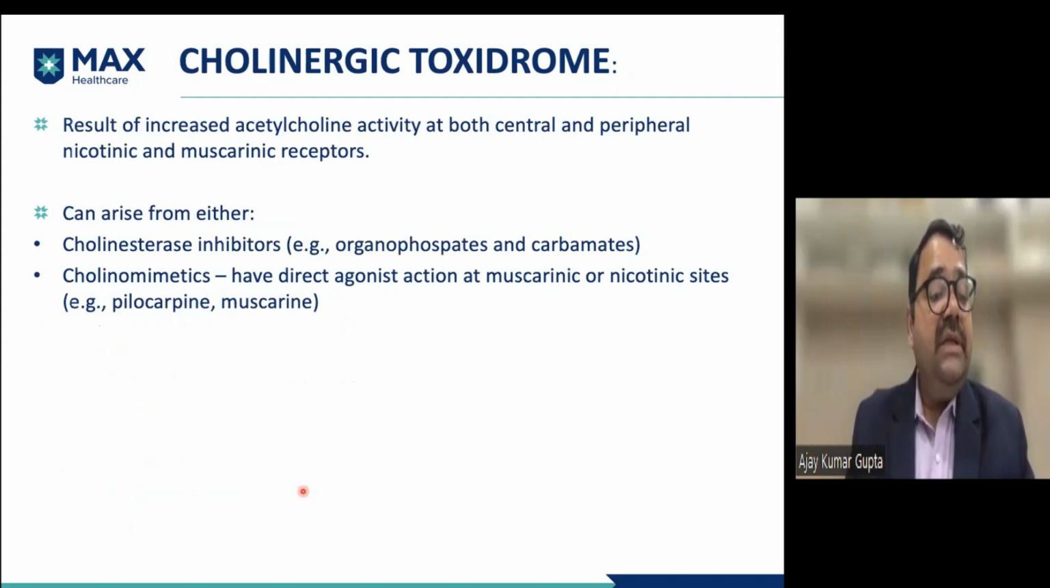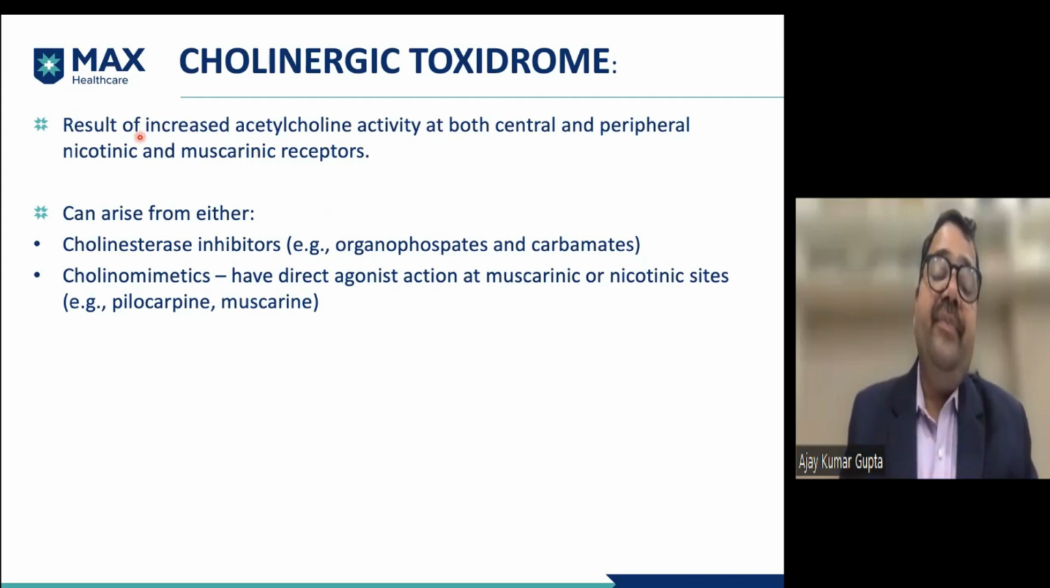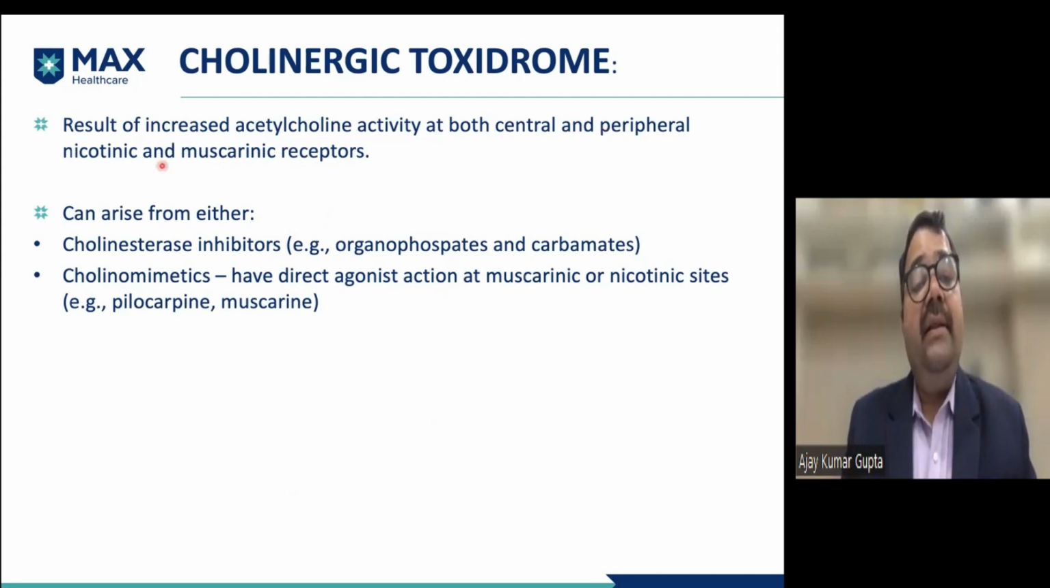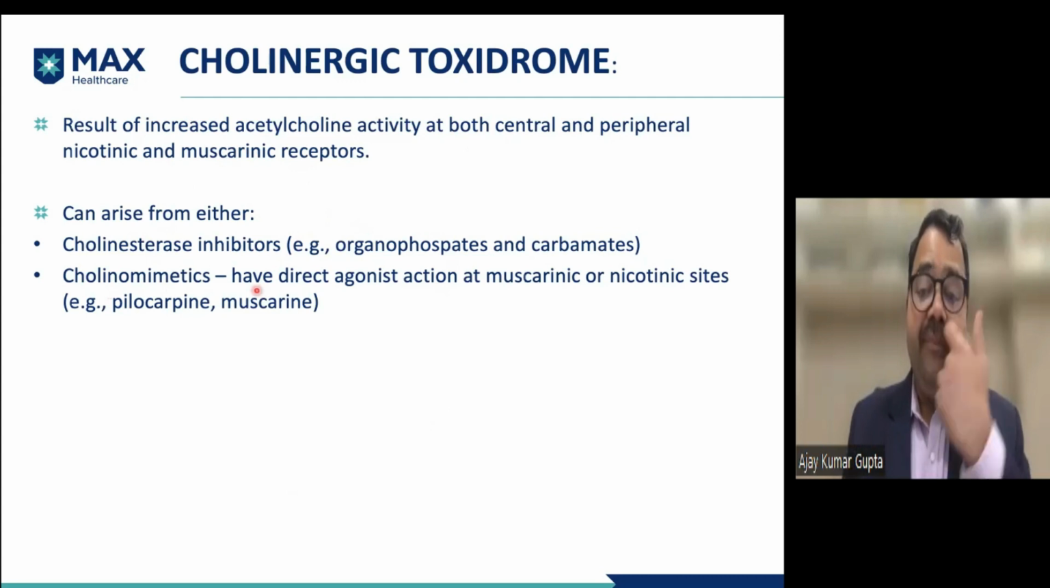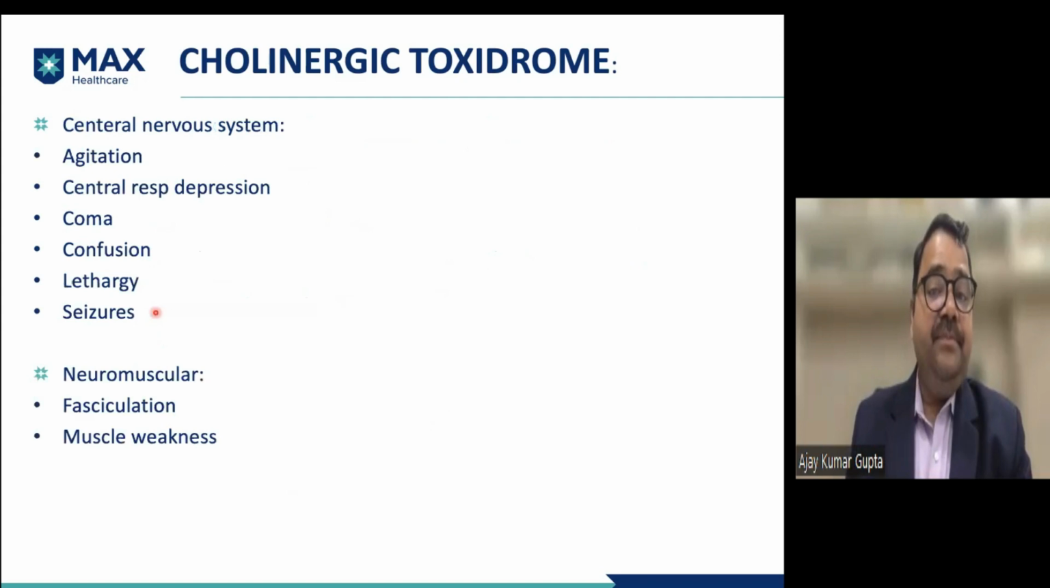So this was the short gist about the anticholinergic toxidrome. And now we come to the cholinergic toxidrome. So what is the cholinergic toxidrome? The cholinergic toxidrome results when there is increased acetylcholine activity at both the central and peripheral nicotinic and muscarinic receptors, and it can arise from either cholinesterase inhibitors like organophosphates and carbamates, and also from cholinomimetics, which have a direct agonistic action at the muscarinic or nicotinic sites, like pilocarpine or muscarine.